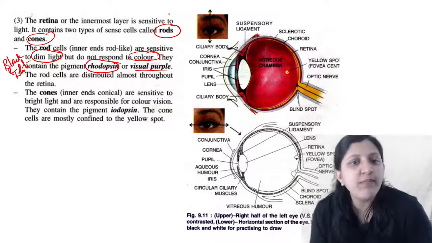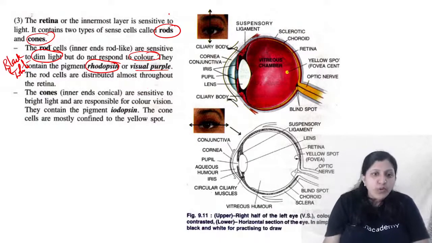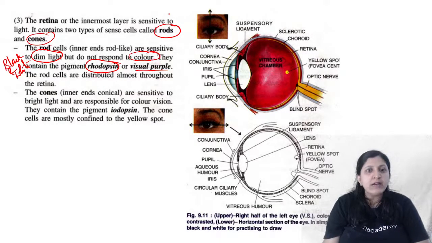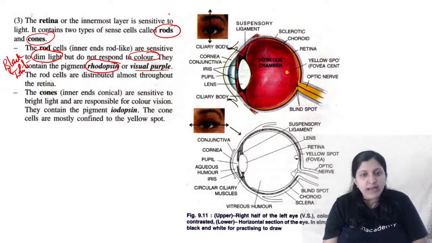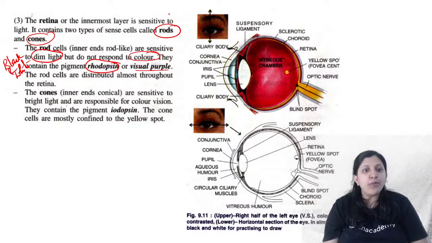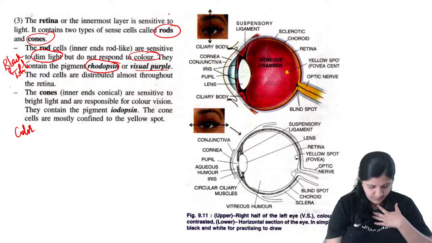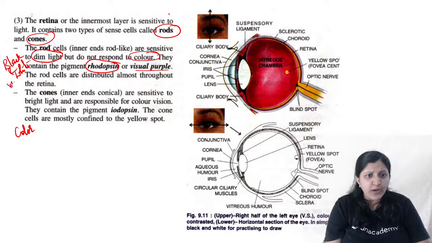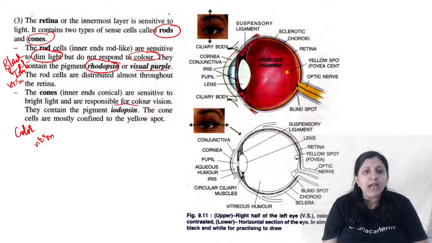Now the rods contain rhodopsin. For cones, the inner ends are conical, and they are sensitive to bright light. This is basically for color vision, while the rods are for black and white vision. Cones contain the pigment iodopsin.